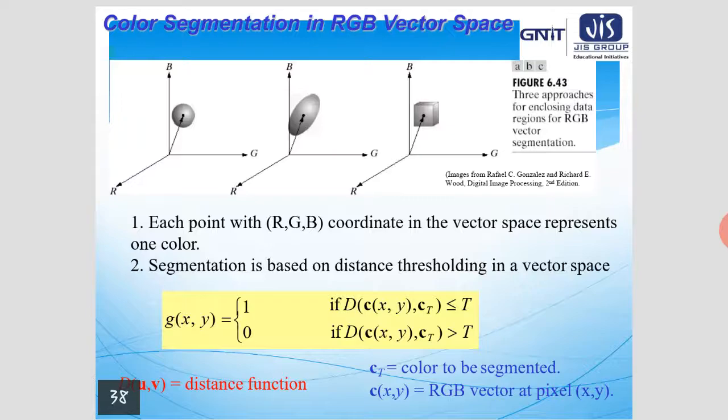The g(x,y) is either 1 or 0. It is 1 if D(c(x,y), c_T) is less than T, and it would be 0 if D(c(x,y), c_T) is greater than T. So here D(u,v) is the distance function, c_T is the color to be segmented, and c(x,y) is the corresponding RGB vector at pixel (x,y).